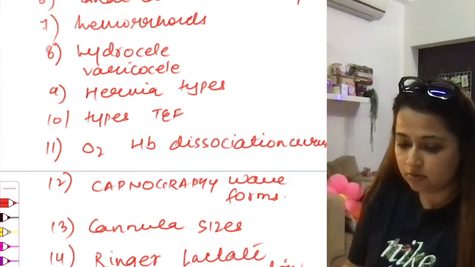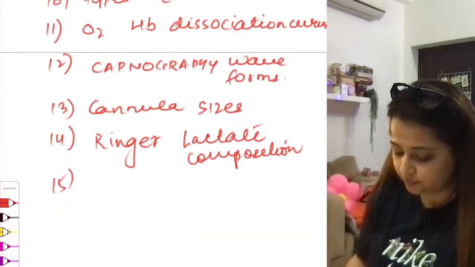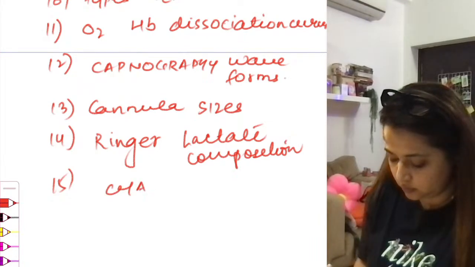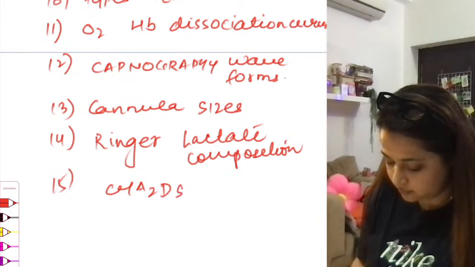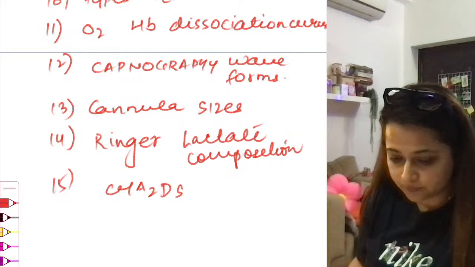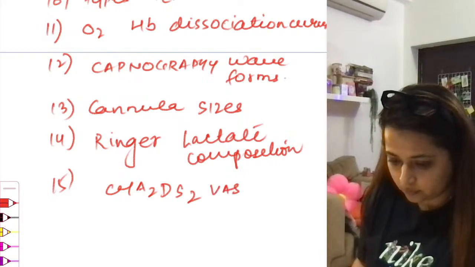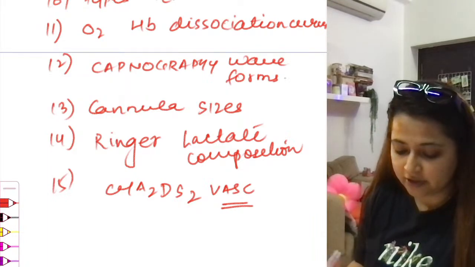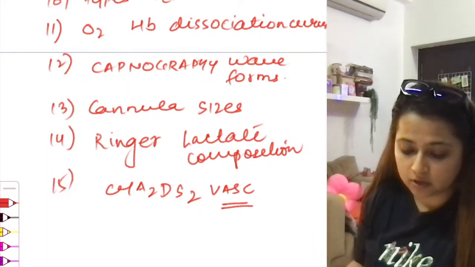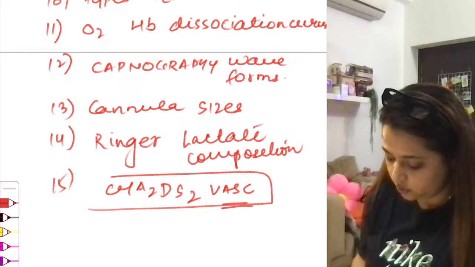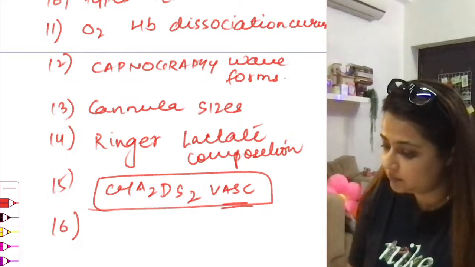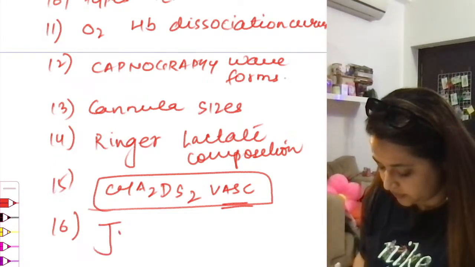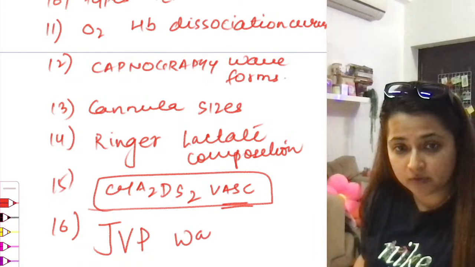All right. Then we have something known as the CHA2DS2-VASc score. Remember this. So this is regarding the indications of anticoagulant. Okay. So this score you need to know. Then JVP waveforms, very, very high yield JVP waveforms.